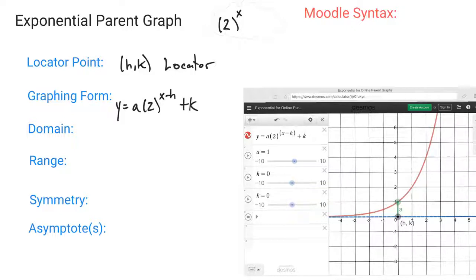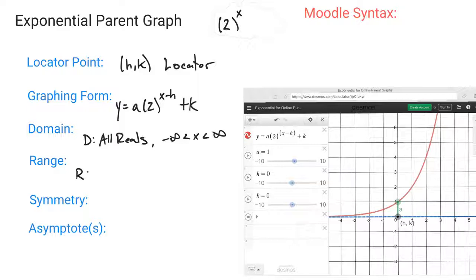Now, as we continue with the domain, you see that the exponent is where the x is, and the domain can be all reals. So you can put all values into the exponent, positive, negative, or fraction. It doesn't matter. So that's going to be negative infinity is less than x, which is less than positive infinity if you do the interval notation.